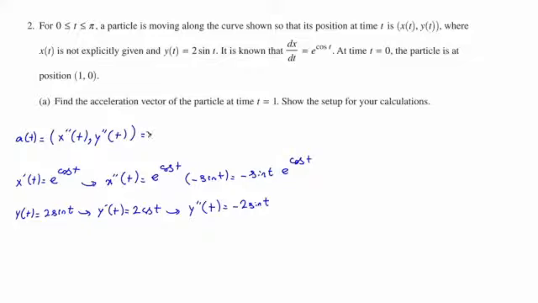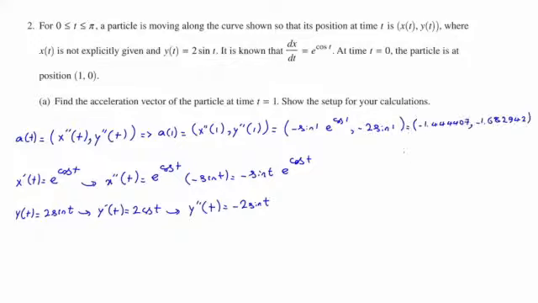So here we can consider this part. We want a of 1, because at time t equals 1, so x double prime of 1 and y double prime of 1. The first part is negative sin 1 times e to the cos 1, and y double prime is negative 2 sin 1. If we use a calculator, it will be approximately negative 1.444 and negative 1.683. Okay, that was part A.